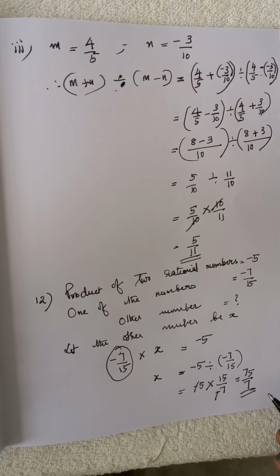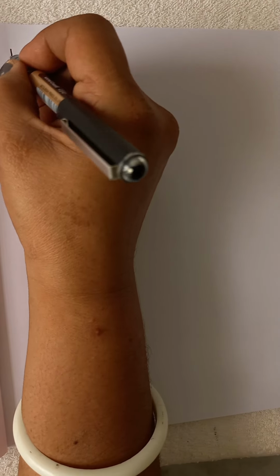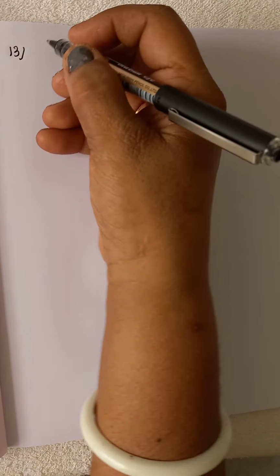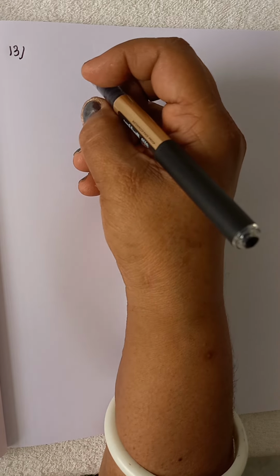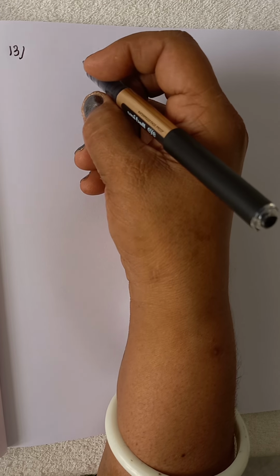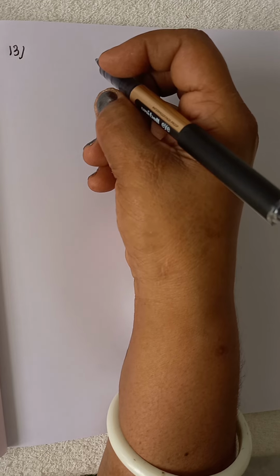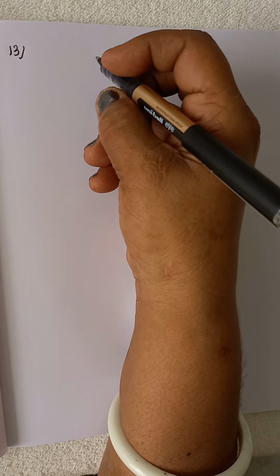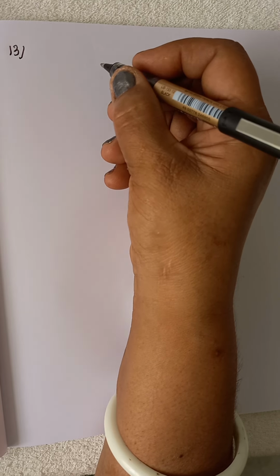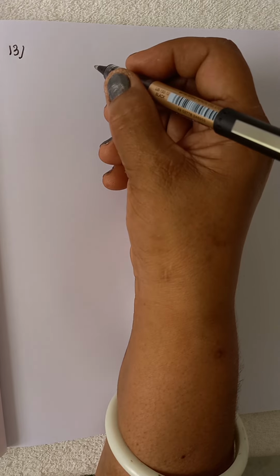Now the next question, number 13. What is given in the question? Divide the sum of 5 by 8 and minus 11 by 12 by the difference of 3 by 7 and 5 by 14. So here at first we can find the sum of 5 by 8 and minus 11 by 12.